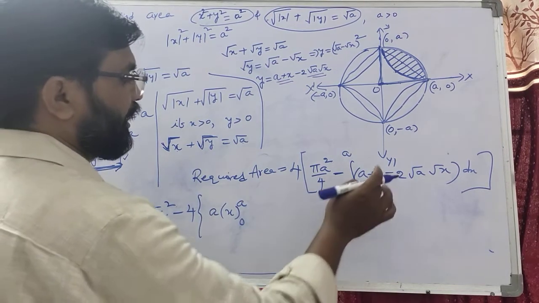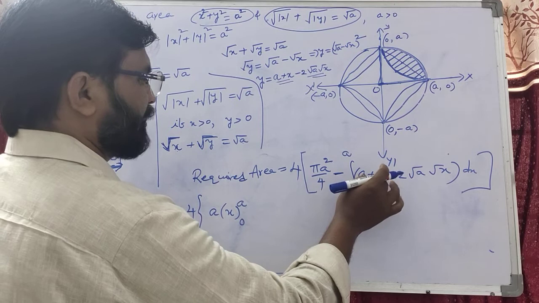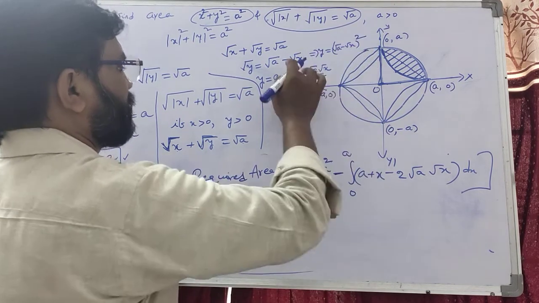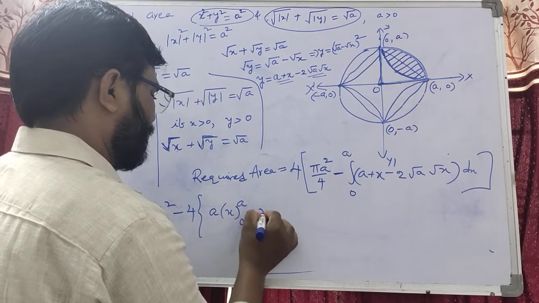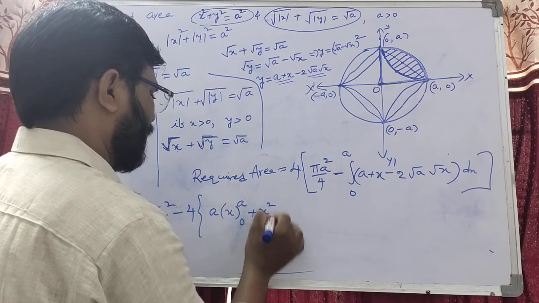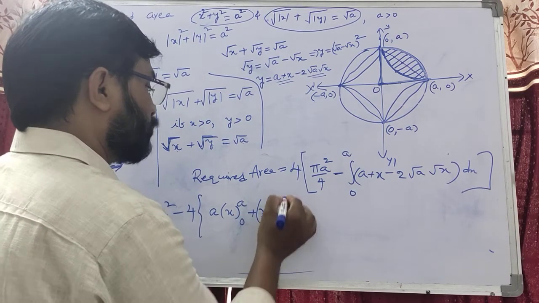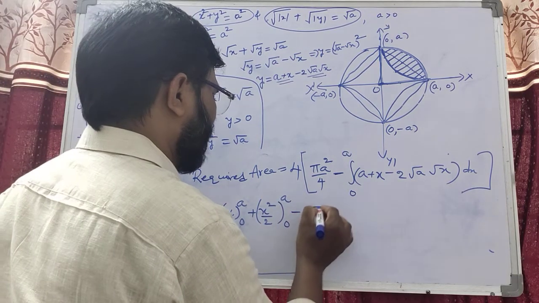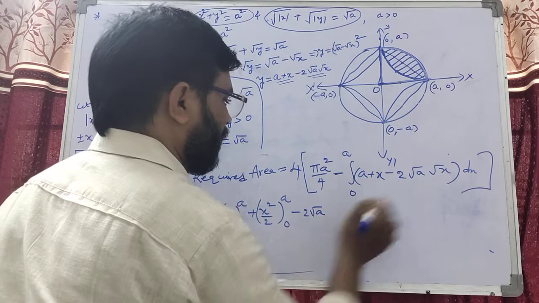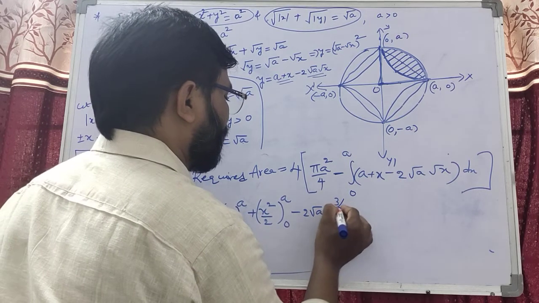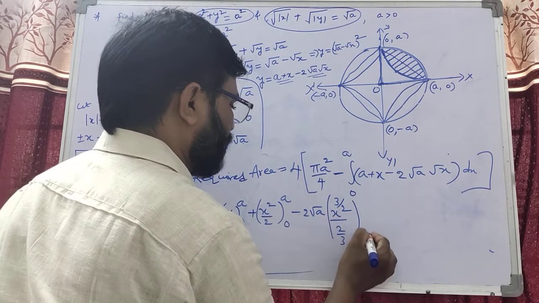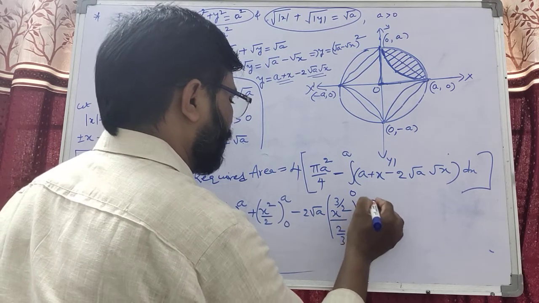Now the next term: the integral of x is x square by 2, with limits 0 to a. Now students, the last one, minus 2 root a. The integral of root x is x power 3 by 2 upon 3 by 2, with limits 0 to a.